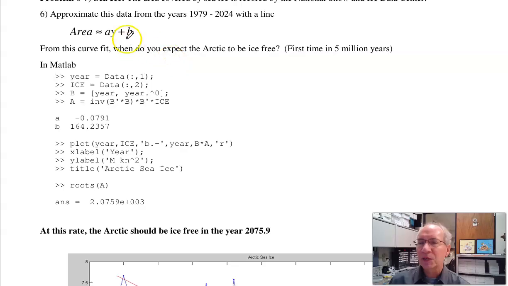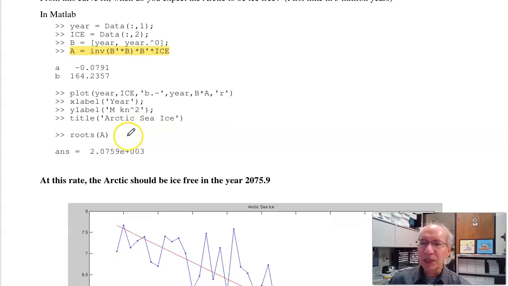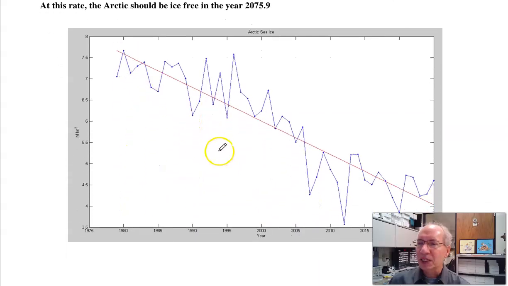Set up the basis for linear curve fit: just year and 1. Curve fit, inverse of B transpose B, B transpose Y. We kind of beat this to death for this homework set. That's your least squares curve fit. There's your A and B. Then if I plot it, the blue line is the raw data, the red line is my curve fit.